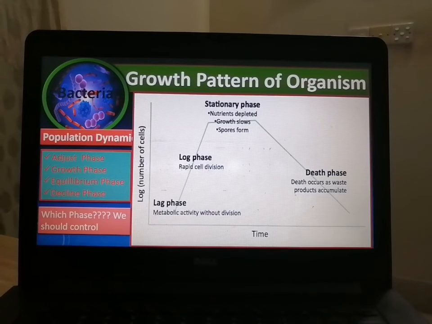For more understanding, I call these four phases. The first one is the adjust phase. That means the first, the lag phase. The lag phase, I call it the adjust phase.